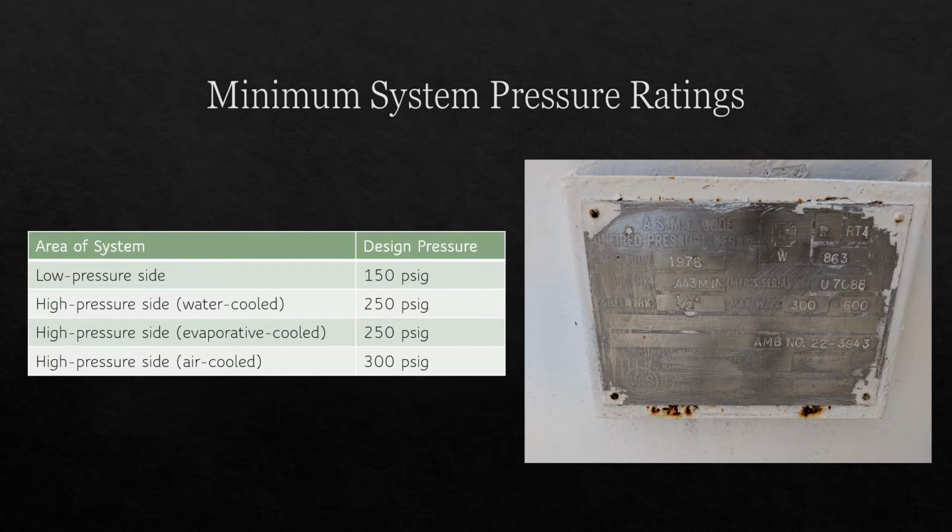Section 7.2.2 addresses the minimum pressure ratings that are acceptable for existing systems. As the table illustrates, Standard 9 is more lenient than Standard 2 in allowing the low side design pressure to be 150 psi, as opposed to 250 psi in Standard 2.